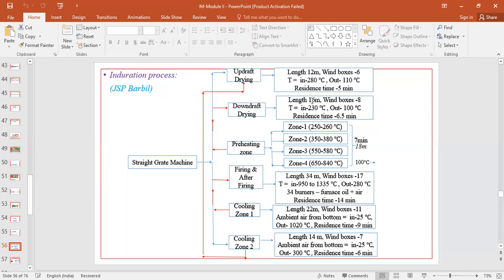So here again, the length of the downdraft zone is around 16 meters. Again, we have 8 wind boxes. As I said, every 2 meters, 1 wind box, and the temperature we are supplying is around 230 degrees centigrade, and the temperature coming out from this particular chamber is around 100 degrees centigrade. Residence time of the pellets inside this chamber is around 6.5 minutes.